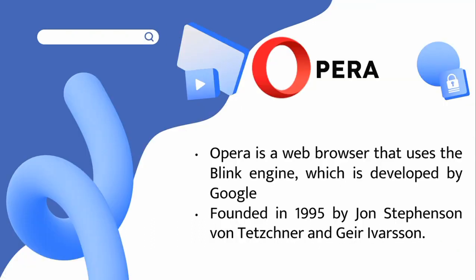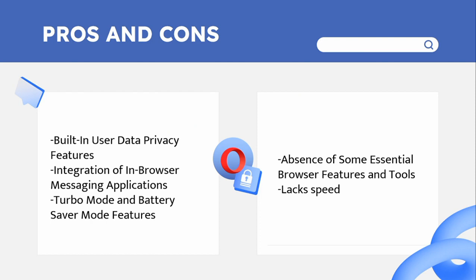Next is the Opera. Opera is a web browser that uses the Blink engine, which is developed by Google. It was founded in 1995 by Jon Stephenson von Tetzchner and Geir Ivarsøy. Now, Opera web browser is another popular name in the browser industry. And meron din siyang pros and cons.